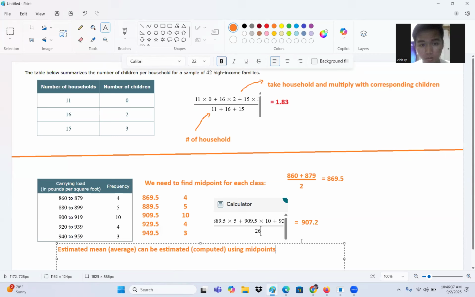Okay, so yeah, we don't know exactly what those 5 dataset values between 880 and 899 are. They might be 885 or 892 or something, right? So we have no clue what it is. So the unbiased point that we should take has to be the midpoint, so that you multiply by the corresponding frequency, we add them up and divide by the total frequency. So that is the unbiased estimation that we can have for the average.